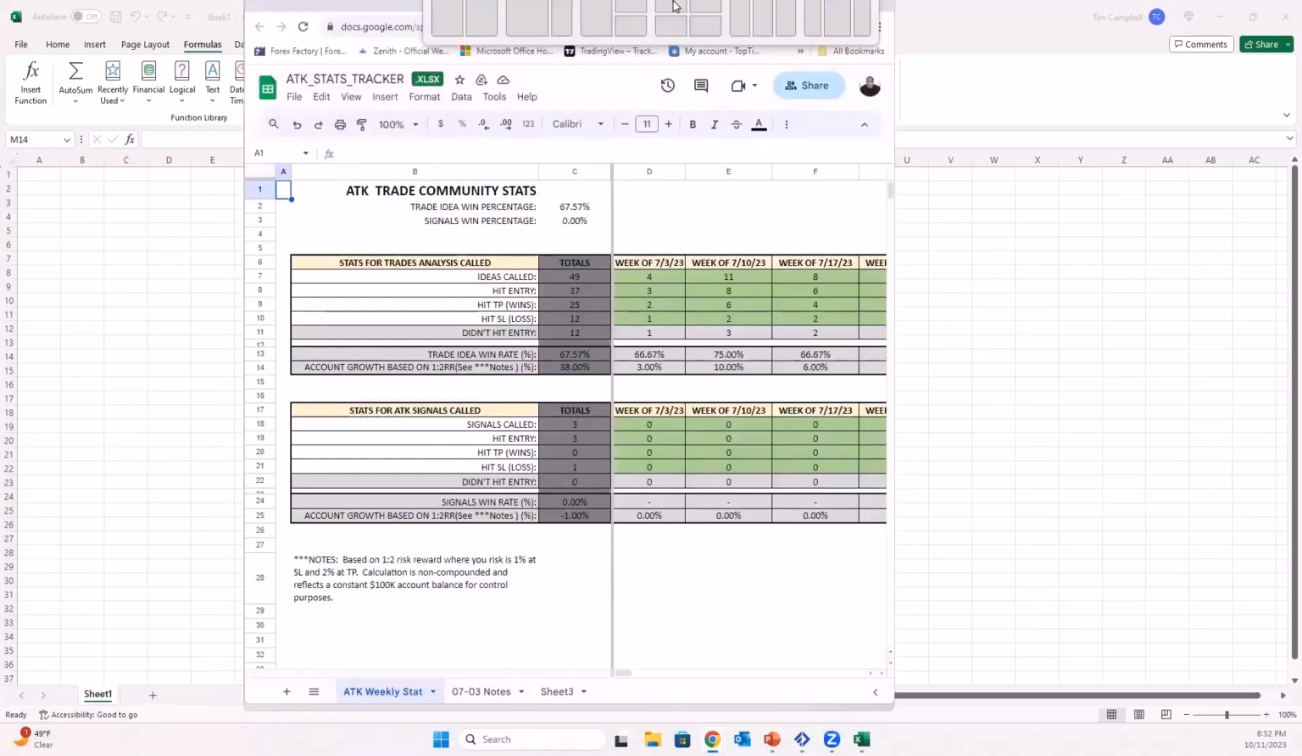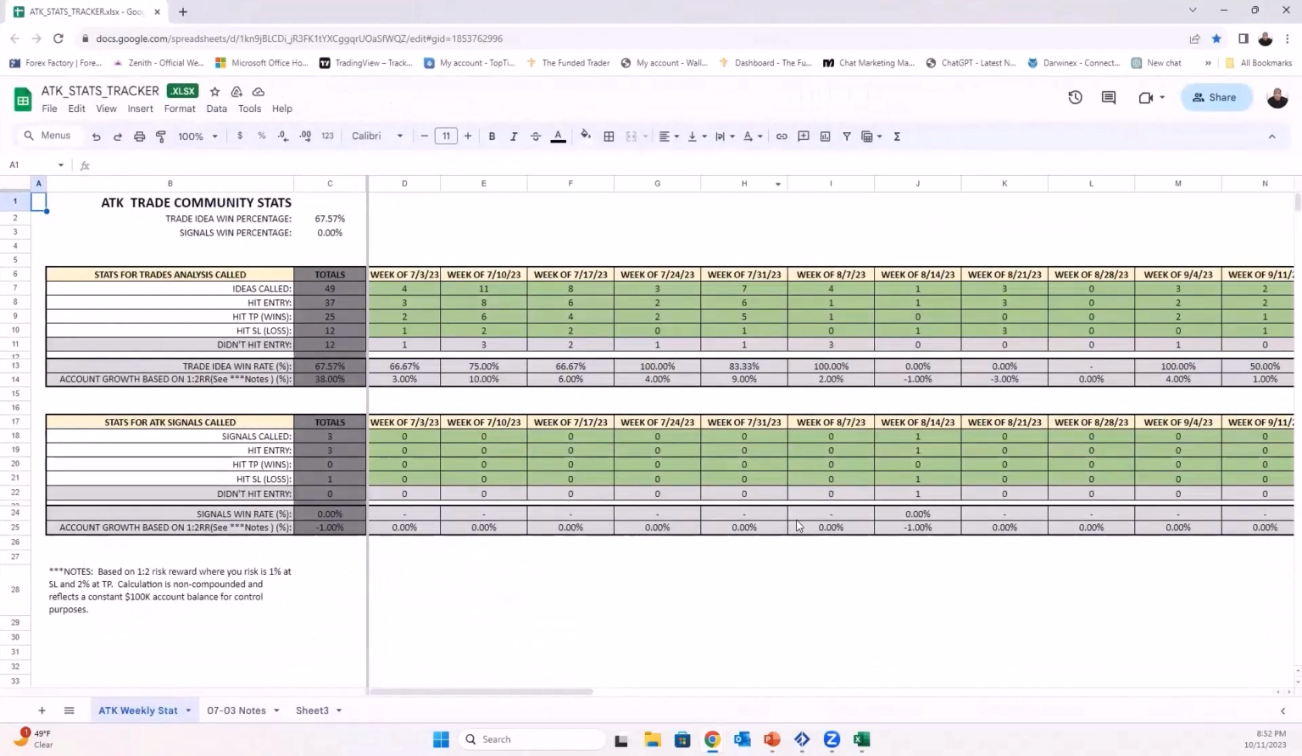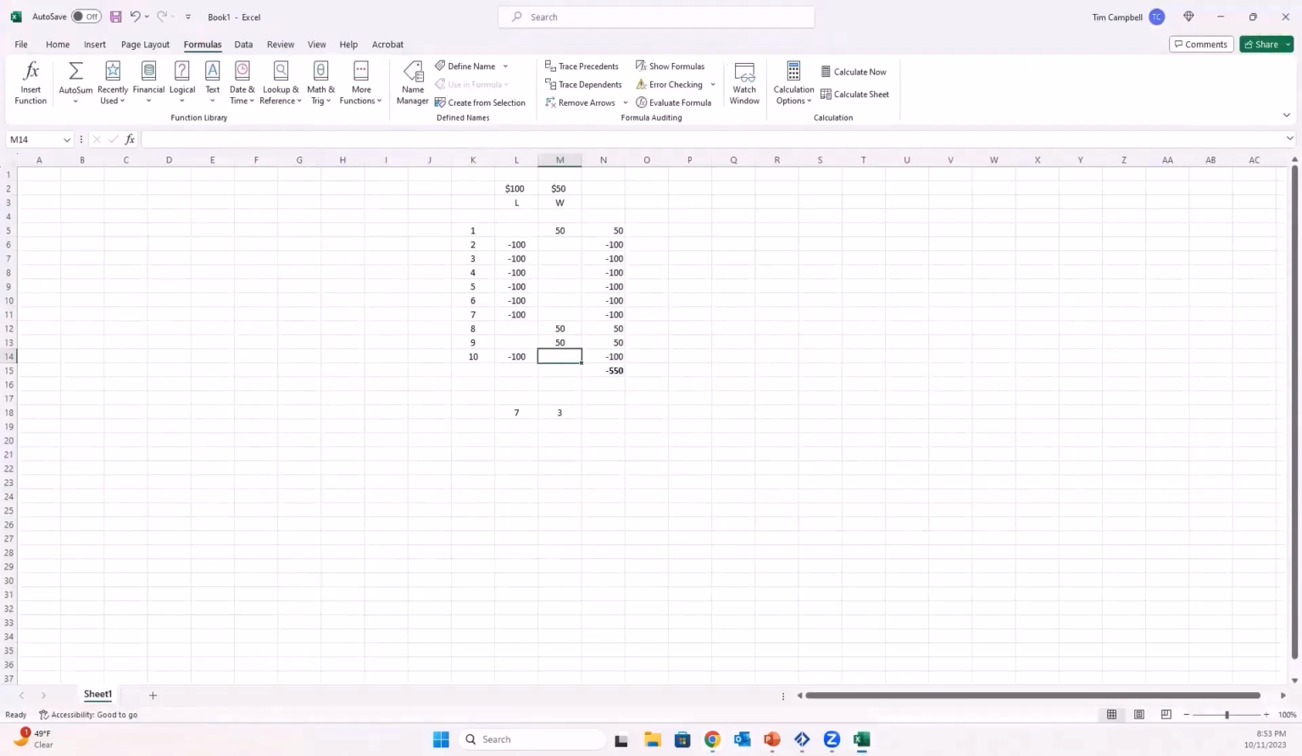All right, so right now, this is our stats in the community. Right now, we're operating right around 68% win rate within the community. And so if you look at 68%, what that does on a 1 to 2, that means, let's just say it's between 6 and 7. You can't do half. So let's just say we won 6 trades.